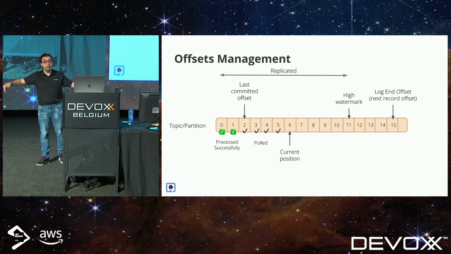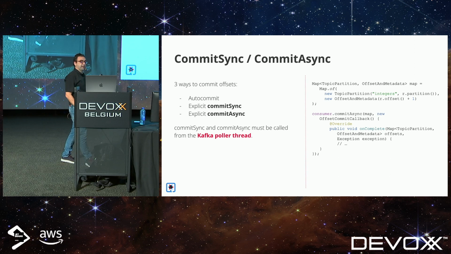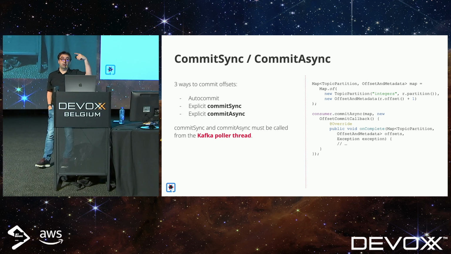So, commit sync and commit async. There are 3 ways of committing offsets: auto-commit, which, as I said, don't do that, explicit commit sync, or explicit commit async. Commit sync and commit async must be called from the Kafka poll thread, which is where these kinds of operations are enqueued or done periodically and so on.